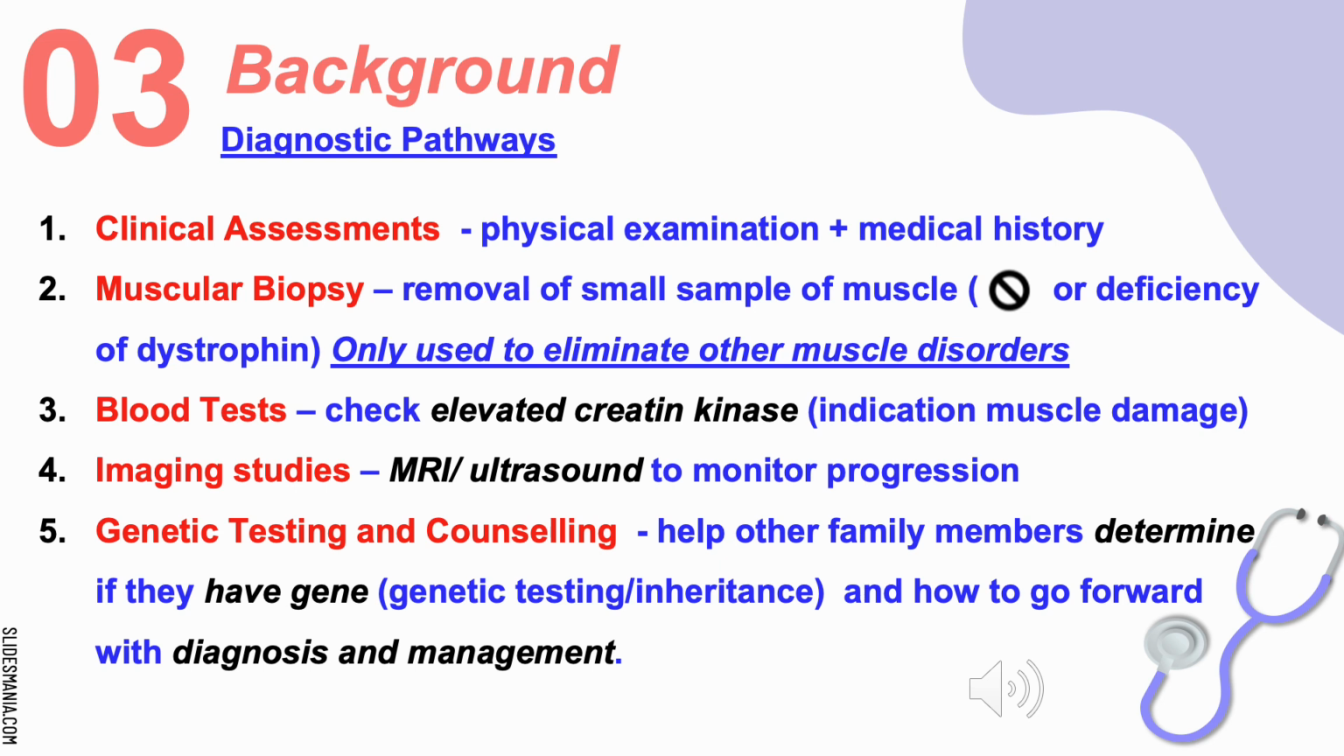At number three, we have blood tests. So blood tests are done to check for elevated levels of creatine kinase, which is also known as CK, an enzyme that is released by damaged muscle cells.